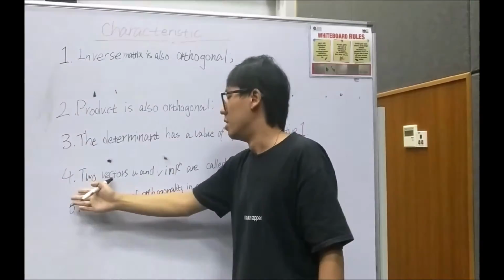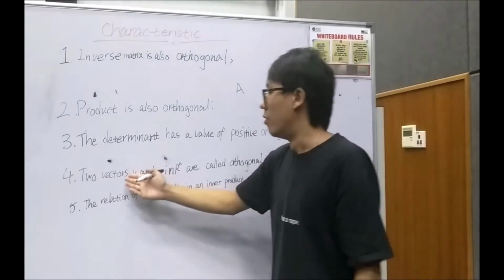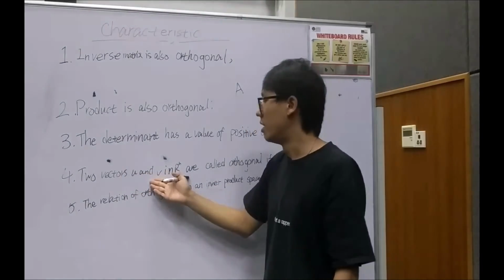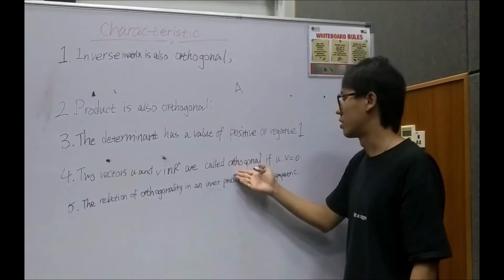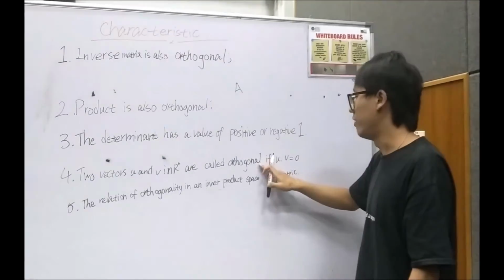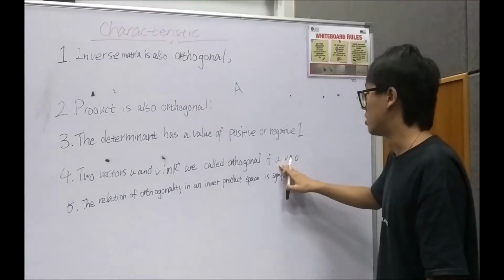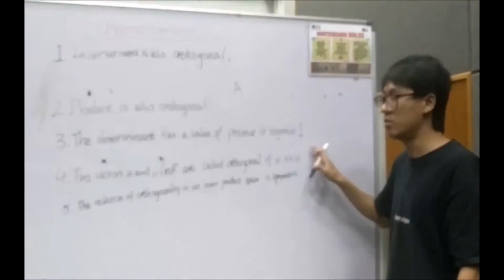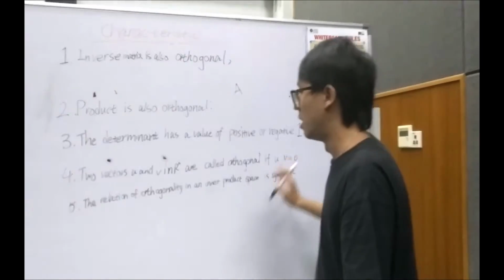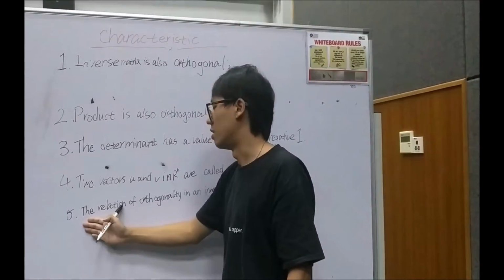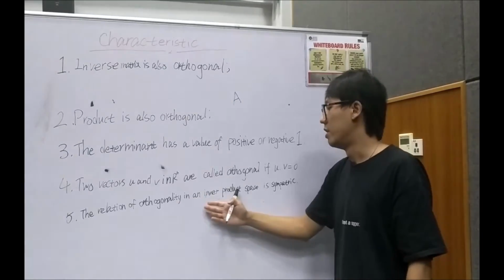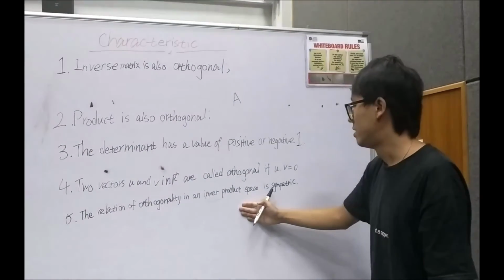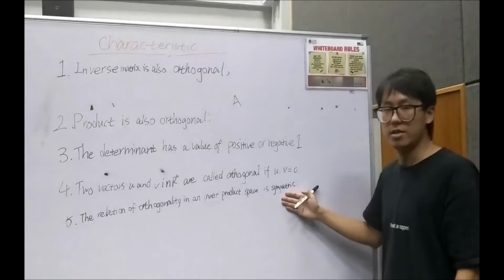And 4, two vectors u and v in Rn are called orthogonal if u dot v is equal to 0. And 5, the relation of orthogonality in an inner product space is symmetric.